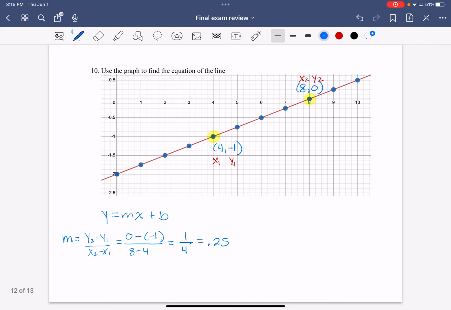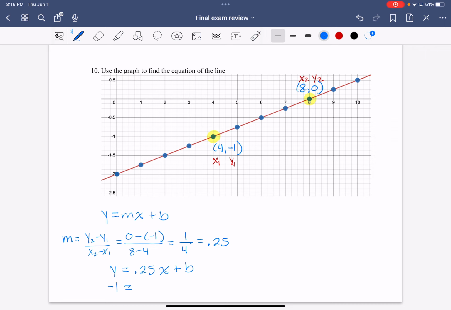So we found the slope, plug it back in. Y equals 0.25x plus b. And we can now use this to find b. So plug in a point of your choosing. It does not matter which. Do you want to plug in the (4, -1), or the (8, 0)? (4, -1)? Okay. So I'm going to plug in 4 for x and -1 for y.